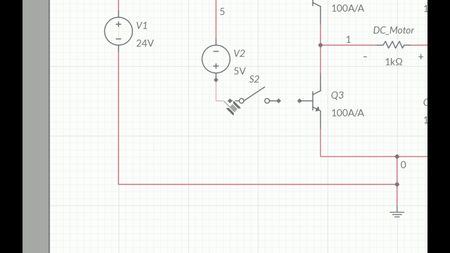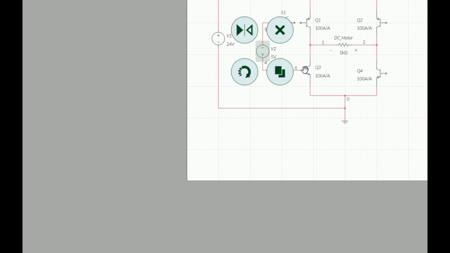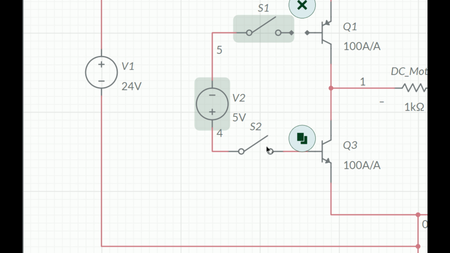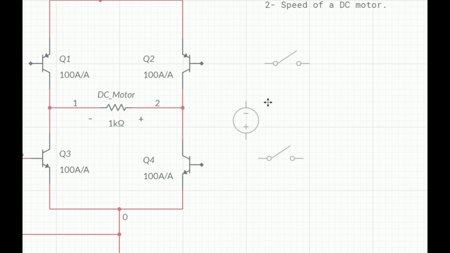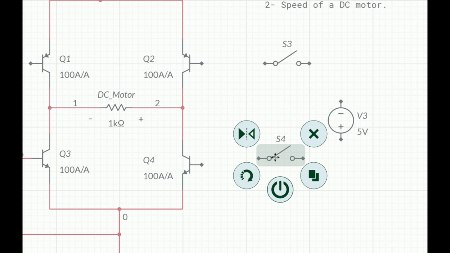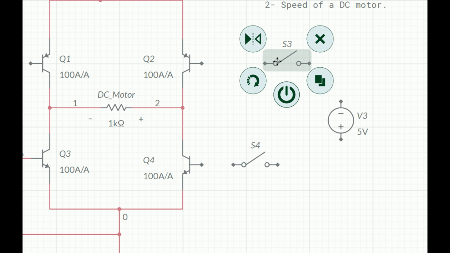Connect it like this. This is just a switch, so we can control it as well. Also copy this and bring it to the other side. Bring all three to this side as well for these transistors, like this. Okay, power goes there, and the switches go here and here.